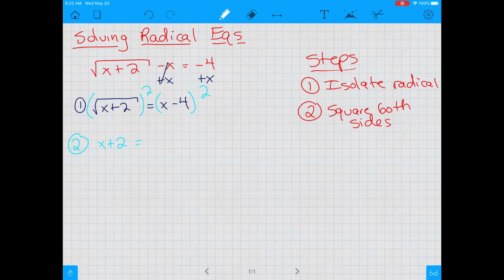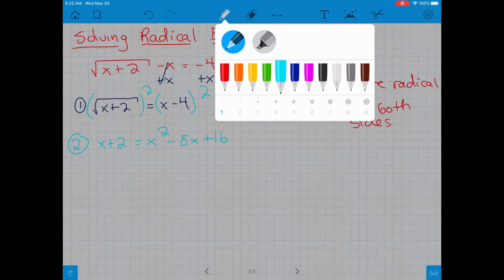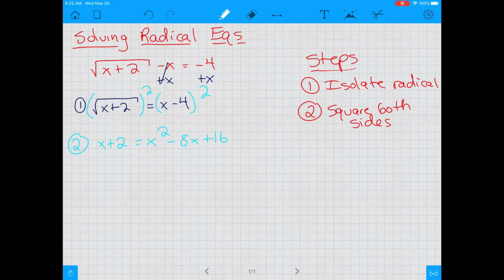Now on the other side, I'm going to recommend, and by recommend I mean we're going to have to, we're actually going to have to FOIL that thing out. So I've got x squared minus 8x plus 16 after step 2 is done. Now, you notice, I just have a quadratic. That's it.